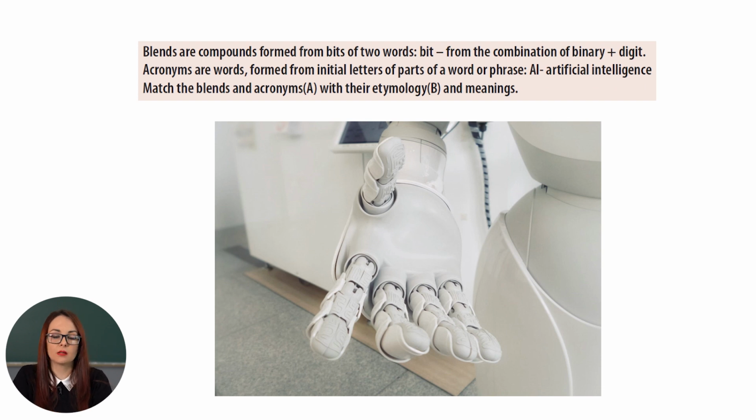Now let's practice the compound words, also called blends and acronyms. Blends are compounds formed from bits of 2 words. Bit from the combination of binary plus digit. Acronyms are words formed from initial letters of parts of a word or phrase. AI, artificial intelligence. So now you have an exercise. Match the blends and acronyms with their etymology and meanings.